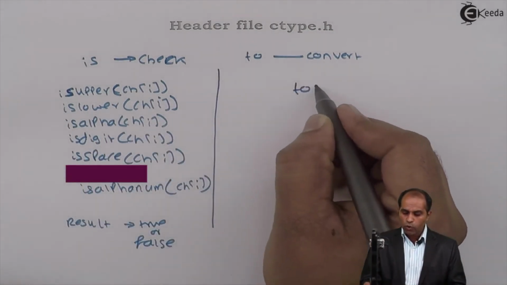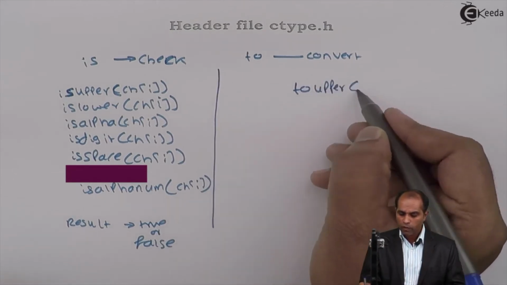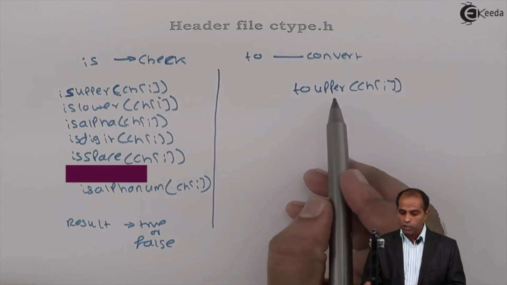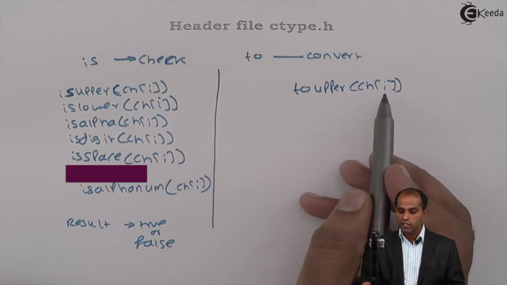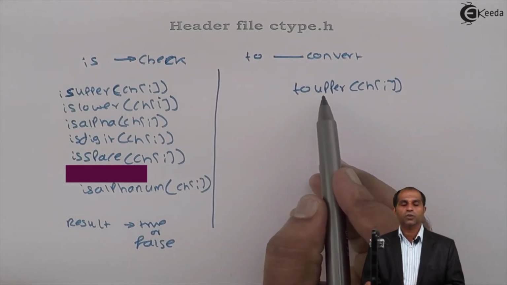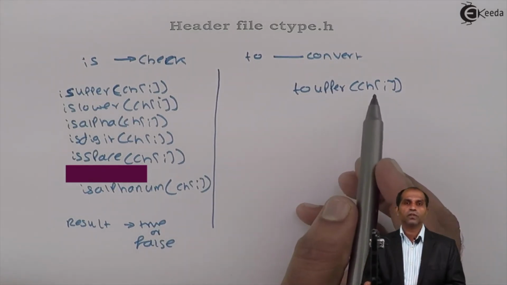Similarly, we have isupper ch of i. What does this do? This will check ch of i, is it an uppercase character? If it is an uppercase character, it will return a value called true. Otherwise, it will return a value called false.